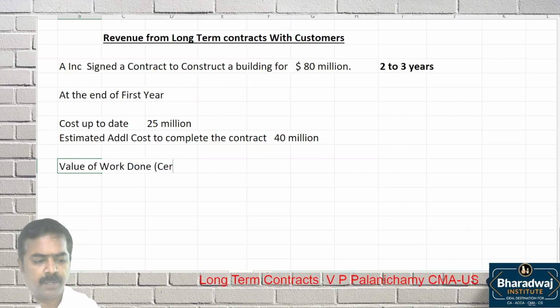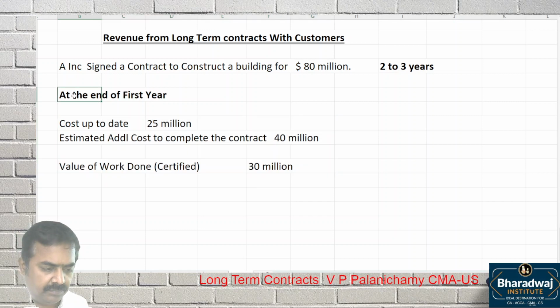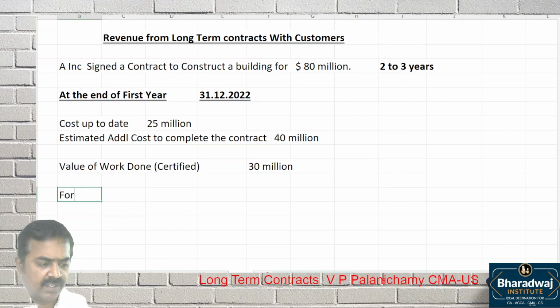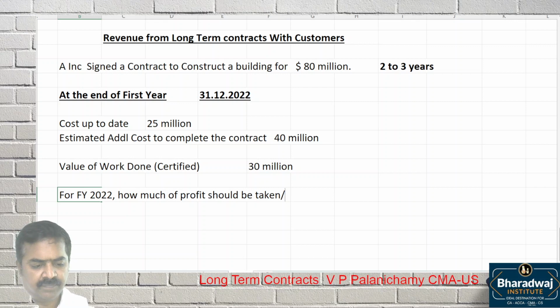Let's assume value of work done. This is certified by a competent authority. Maybe an architect has certified. The value of work done at present is, let's assume about 30 million. This is the position at the end of the first year. Let's assume this is on 31st December 2022. Now the question is, for the financial year 2022, how much of profit should be taken? That is recognized as income.